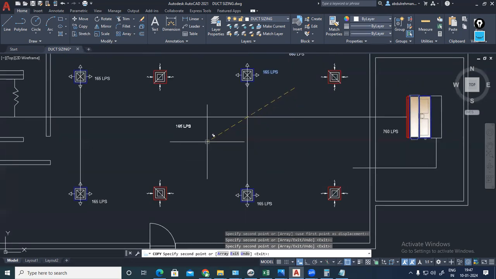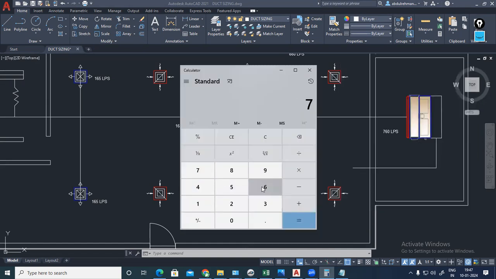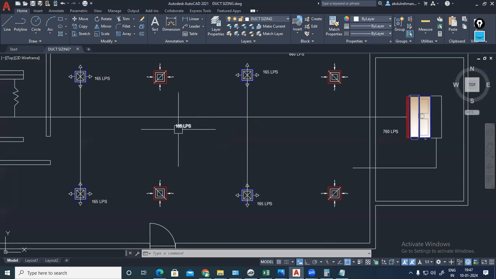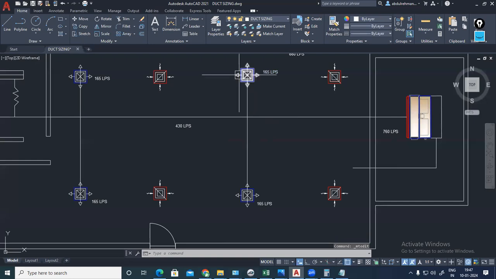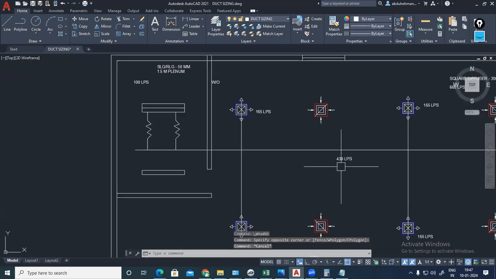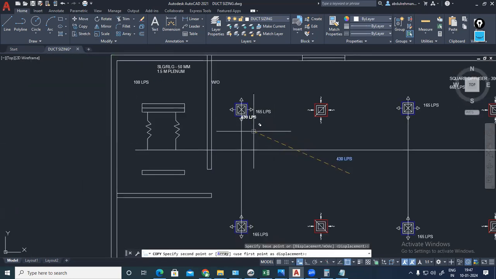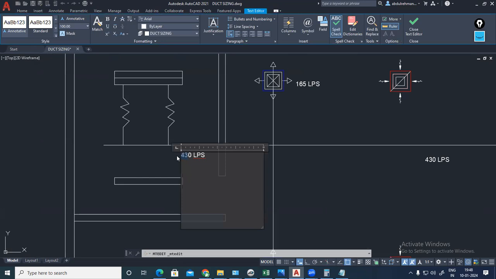And what about here? 760 will come, 165 will go there, 165 here, remaining 165 into 2, how much? 330. So 760 minus 330, remaining we are having 430. So in this branch, I am having 430 liter per second. Starting branch 760, this is 430. Now here, definitely you can see 100 liter per second has to be delivered. That's why 430 will come, 165 will go there, 165 will come here, the remaining we are having 100 liter per second.